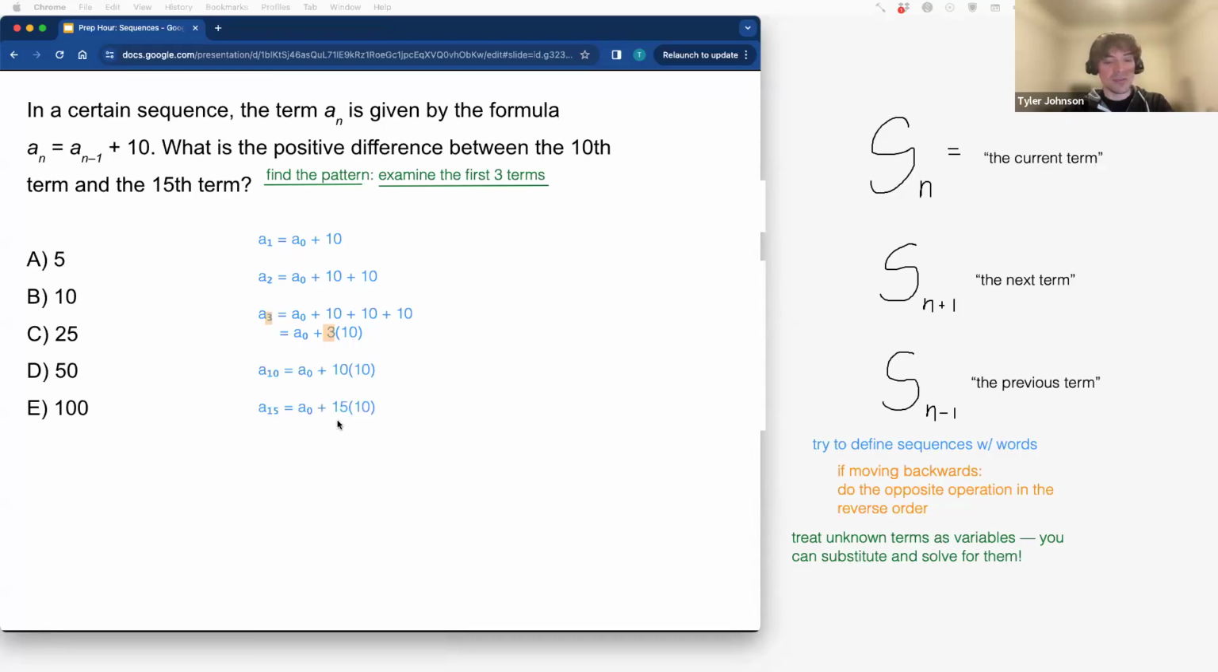So from there, I can extrapolate and say, okay, by the time I'm on the 10th term, I'm going to be adding 10 of those 10s. By the time I'm on the 15th term, I'll be adding 15 of those 10s. And the difference here means you'll have 150 minus 100, which is choice D.